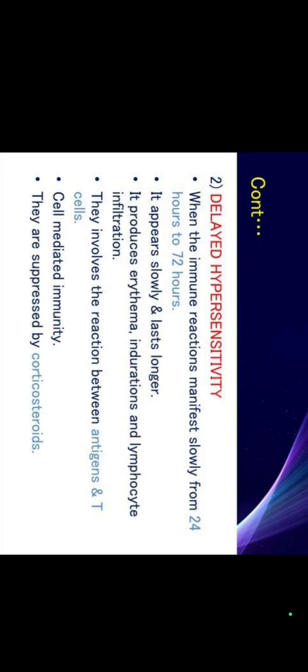Next is delayed hypersensitivity. When the immune reaction manifests slowly, from 24 hours to 72 hours, it appears slowly and lasts longer. It produces erythema, induration and lymphocyte infiltration. It involves the reaction between antigens and T cells. It is cell-mediated immunity and is suppressed by corticosteroids.